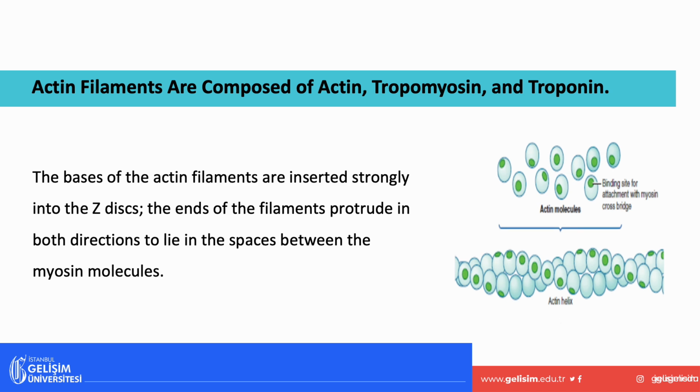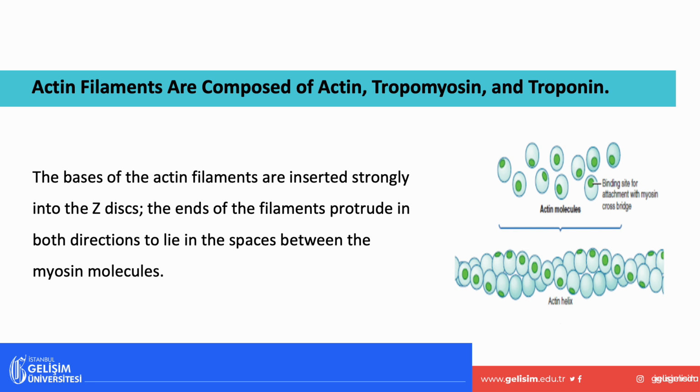The interaction of actin filaments with the myosin cross bridges plays a critical role in muscle contraction. So we find them inserted firmly into the Z discs, which are specialized structures that we find at each end of the sarcomere. And the Z discs provide an anchoring point for the actin filaments, which allows them to stay in place during muscle contraction.